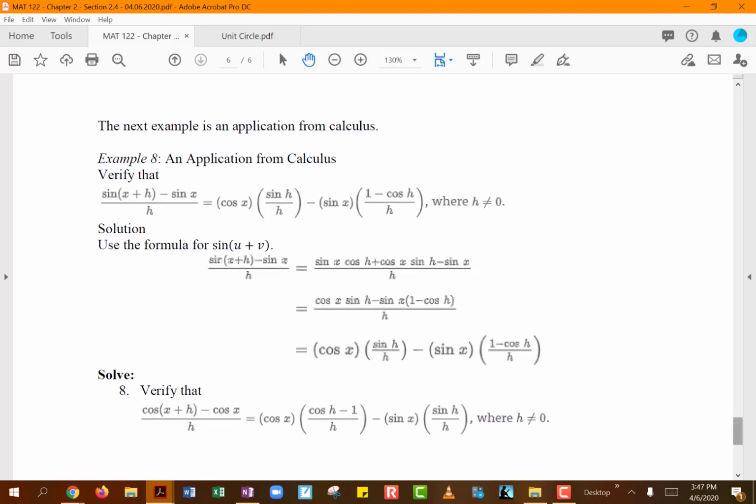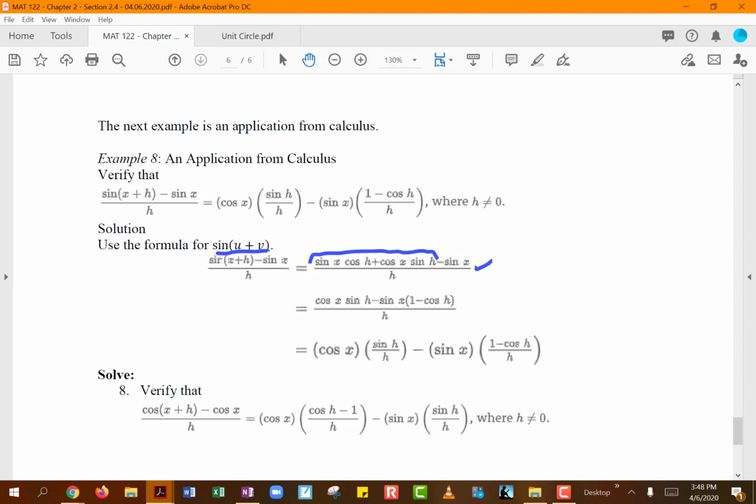Now this last example here, as you can see, is an application from our calculus courses. They are asking us to verify that sine of x plus h minus sine of x, the whole thing divided by h, will equal this right-hand side. So in the numerator, we are actually starting out with sine of u plus v. So this little part here is coming from sine of u plus v. So that's sine x cosine h plus cosine x sine h, minus sine of x, divided by h.